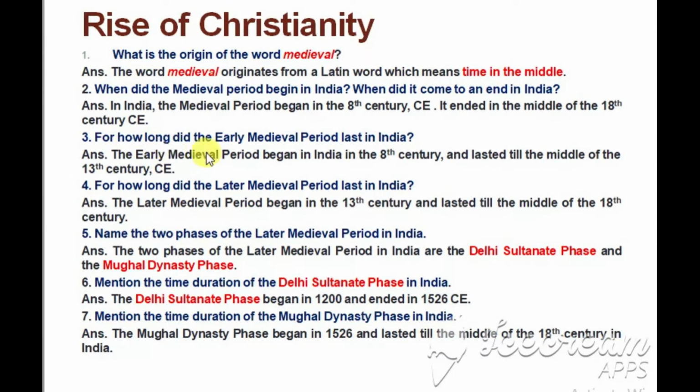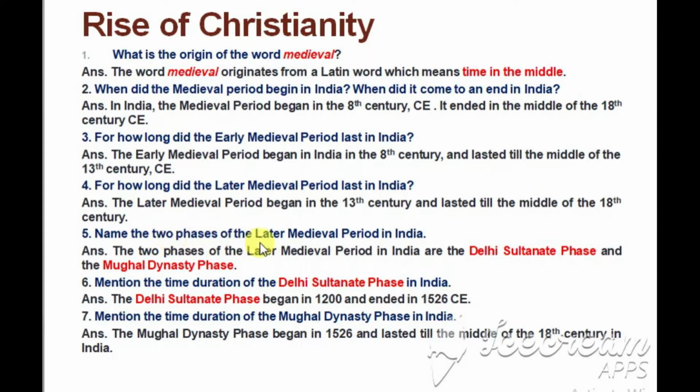For how long did the early medieval period last in India? The early medieval period began in India in the 8th century and lasted till the middle of the 13th century CE. For how long did the later medieval period last in India? The later medieval period began in the 13th century and lasted till the middle of the 18th century.